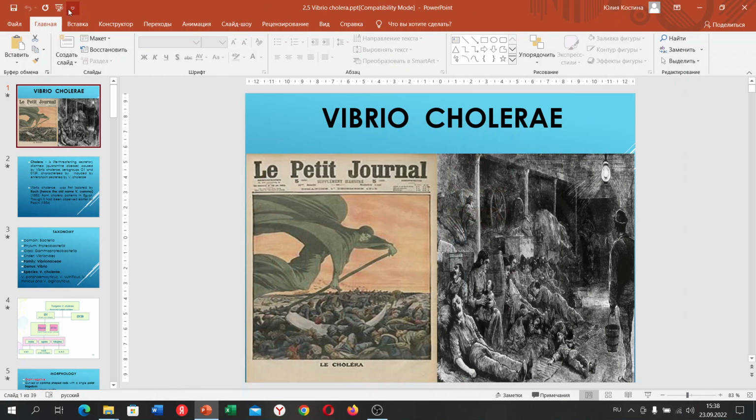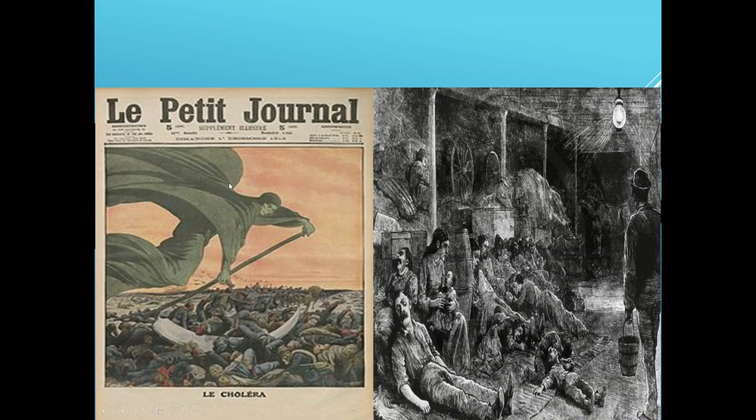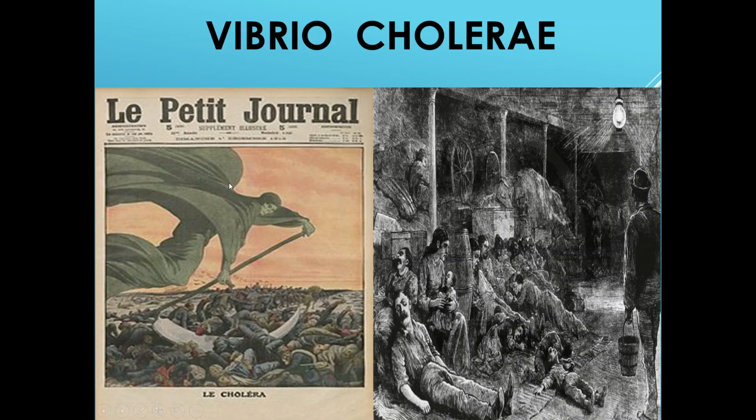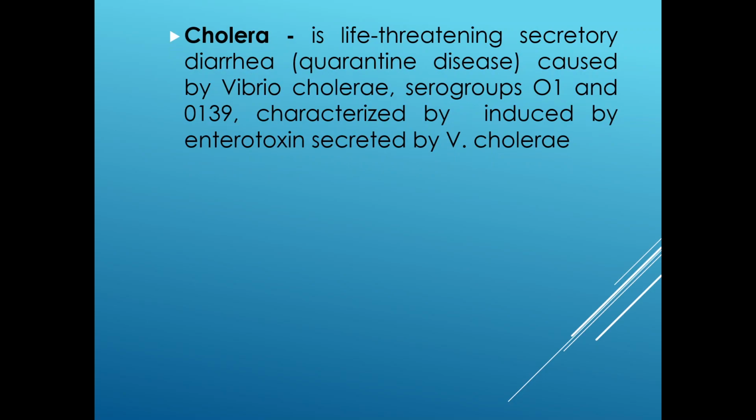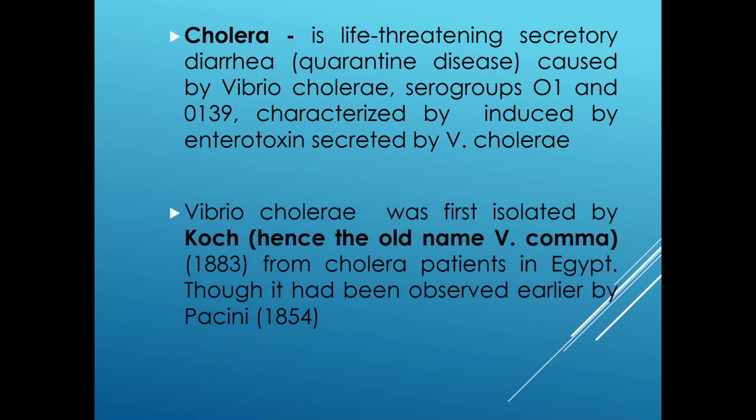Good day. Today our lecture is about the causative agent of cholera disease, Vibrio cholerae. Cholera is a life-threatening secretory diarrhea quarantine disease caused by Vibrio cholerae serogroups O1 and O139, characterized by diarrhea induced by enterotoxins secreted by Vibrio cholerae. Vibrio cholerae was first isolated by Koch.